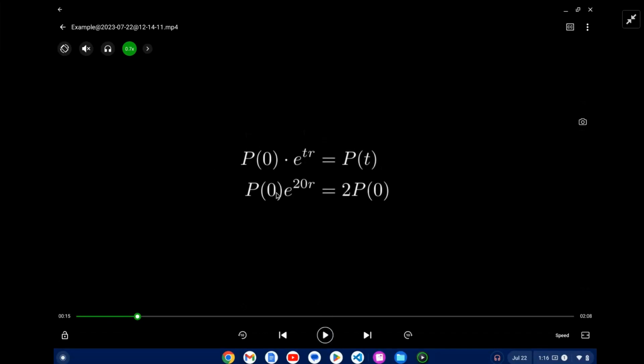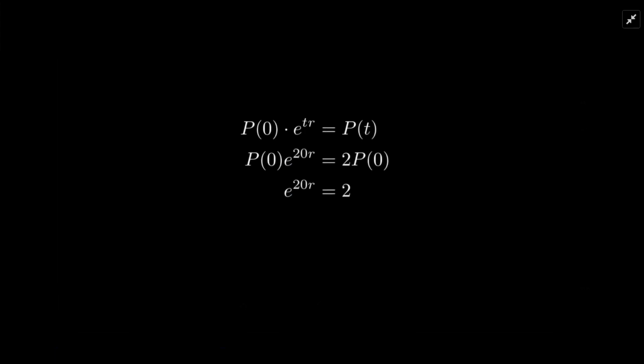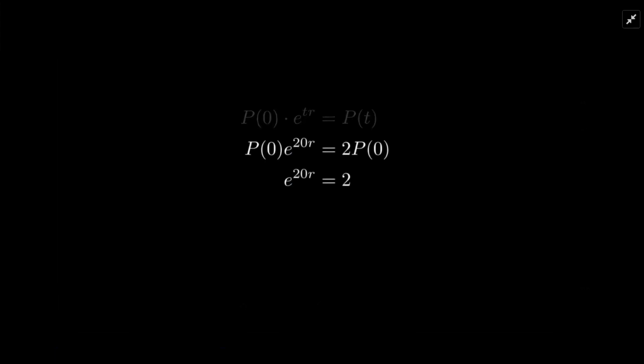Okay, so it says after 20 minutes, population doubles. So we can take the original or the initial population, grow it for 20 minutes, and it will be double the initial. And we can factor out a P of 0. And we have this. Now we want to solve for r. We use logarithms. So base e, we would use the natural log.